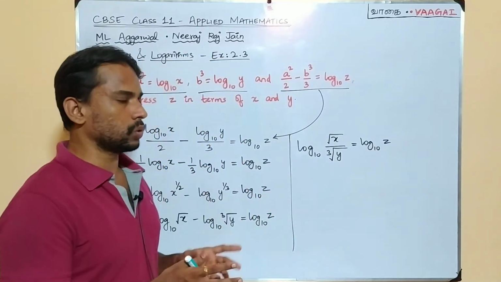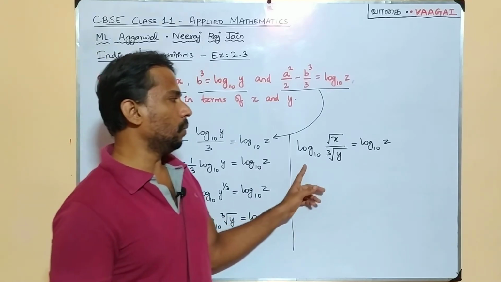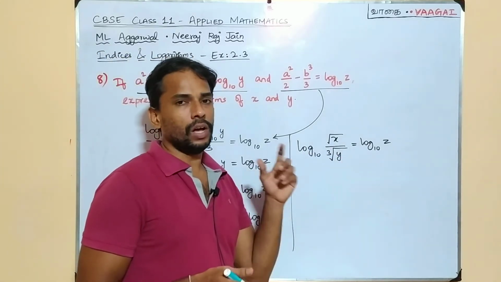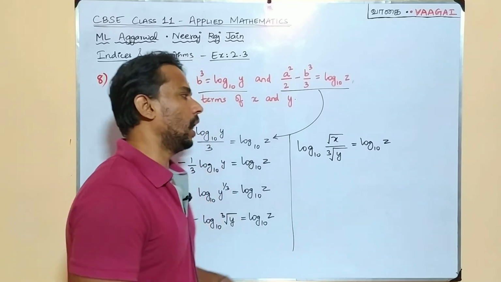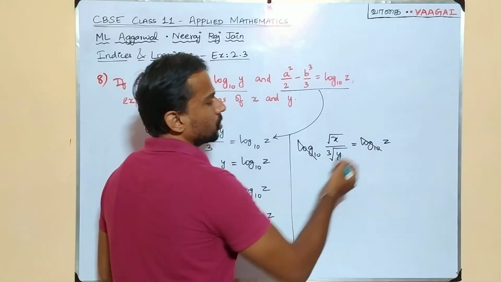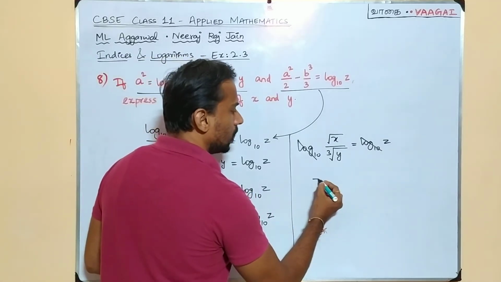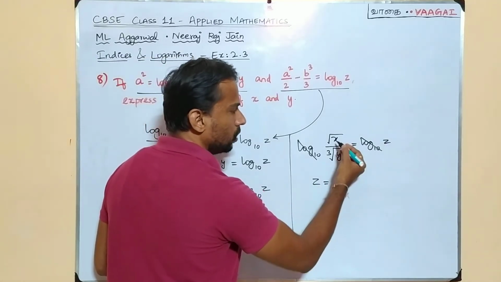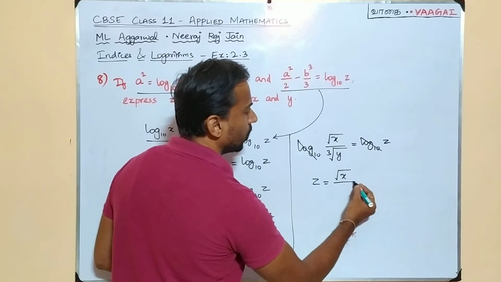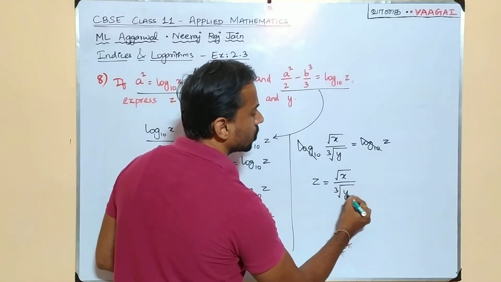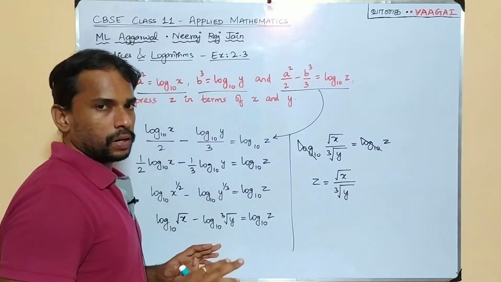Now if you clearly notice, both sides have logs with the same base, and that means I can just cut them. So what we will be ending up with is z is equal to root x divided by cube root of y. This is all we are going to have. Simple, right?